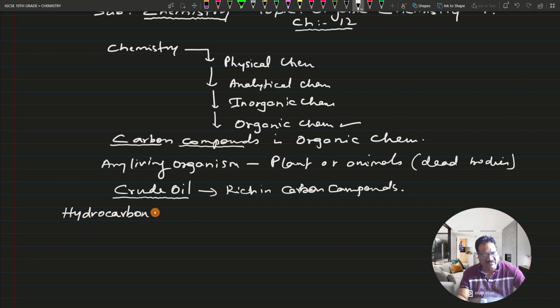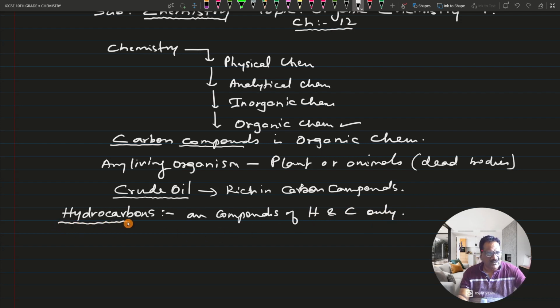Hydrocarbons. Now what are these hydrocarbons? Hydrocarbons are compounds of hydrogen and carbon only. Okay, these are known as hydrocarbons. Now crude oil is full of various types of these hydrocarbons.